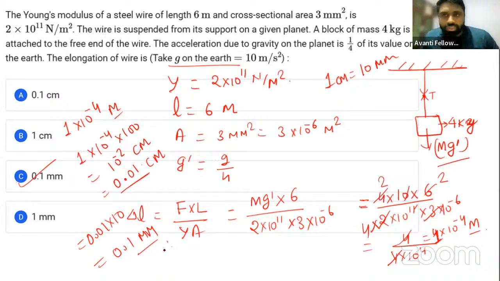Any doubt in this question? Clear enough? Okay, so this is it for now. The remaining questions we will discuss in the regular class or the weekend class whenever we get the chance.